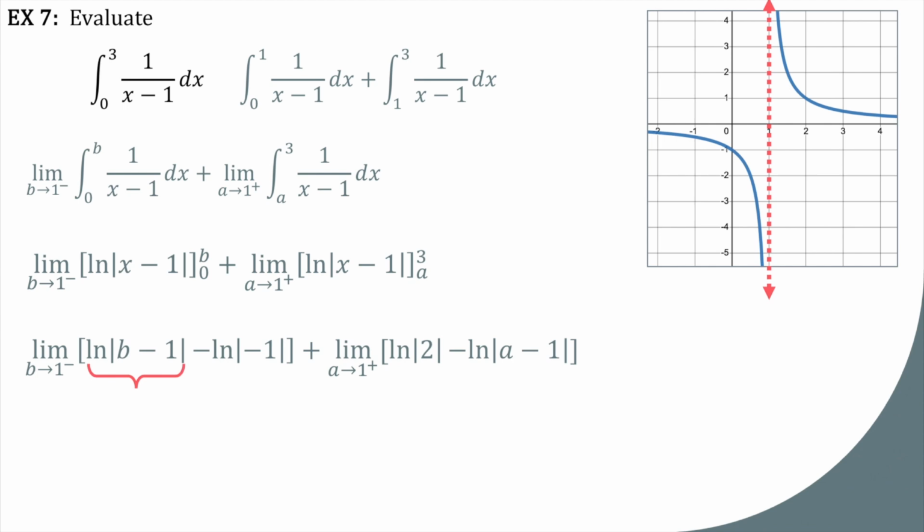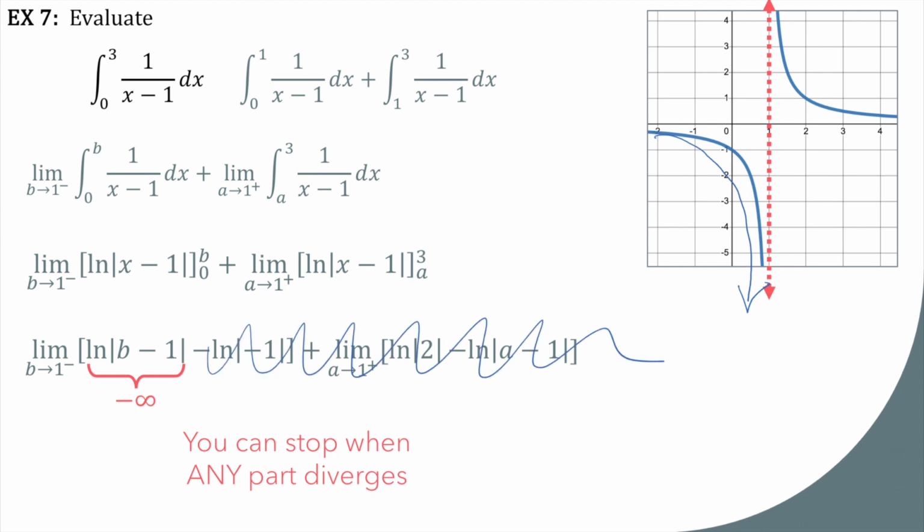This first little part, we've got the limit as b approaches 1 from the left of ln of |b minus 1|. Well, as b approaches 1 from the left, it's going to negative infinity. Well, you can stop when any part of this diverges. So the rest of this, we don't even care about. The limit doesn't exist, it diverges.